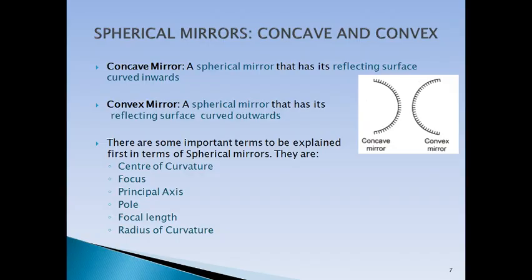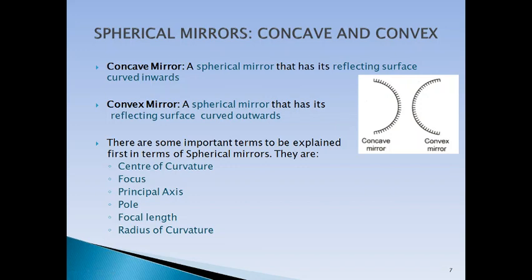Hello once again, and today we will be studying some important terms related to spherical mirrors, that is, the concave mirror and the convex mirror. Children, as you know, a concave mirror is a spherical mirror that has its reflecting surface curved inwards, and a convex mirror is a spherical mirror that has its reflecting surface curved outwards.